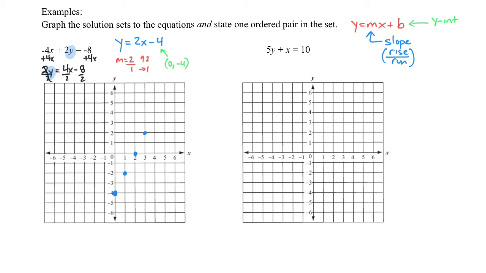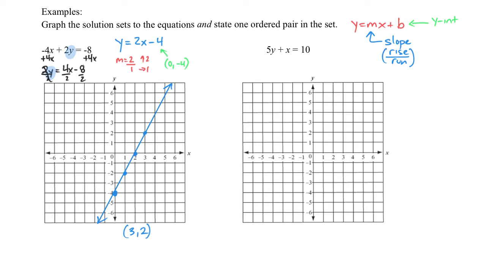And once you have 4 or 5 points, now you can take a straight edge. You're always going to use a straight edge. We do not draw lines without a straight edge. And you're going to draw your line. You're going to put arrows on the end, and there you go. And then it says to state one ordered pair in the set. We'll pick any one you want. I'll pick this one right here. That's the coordinates (3, 2). So that means that if I were to plug (3, 2) in here, I'm going to get something that's true.